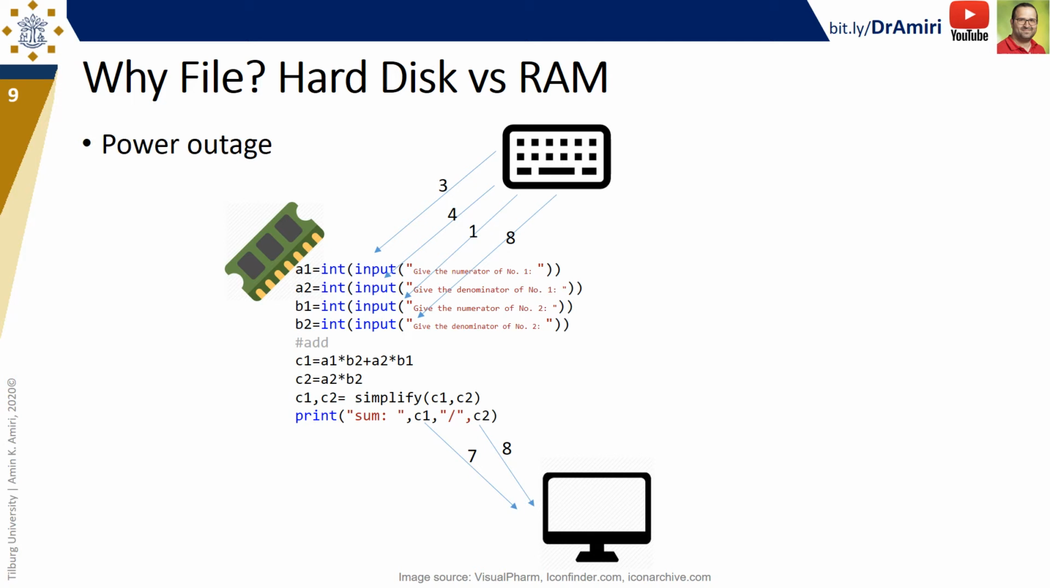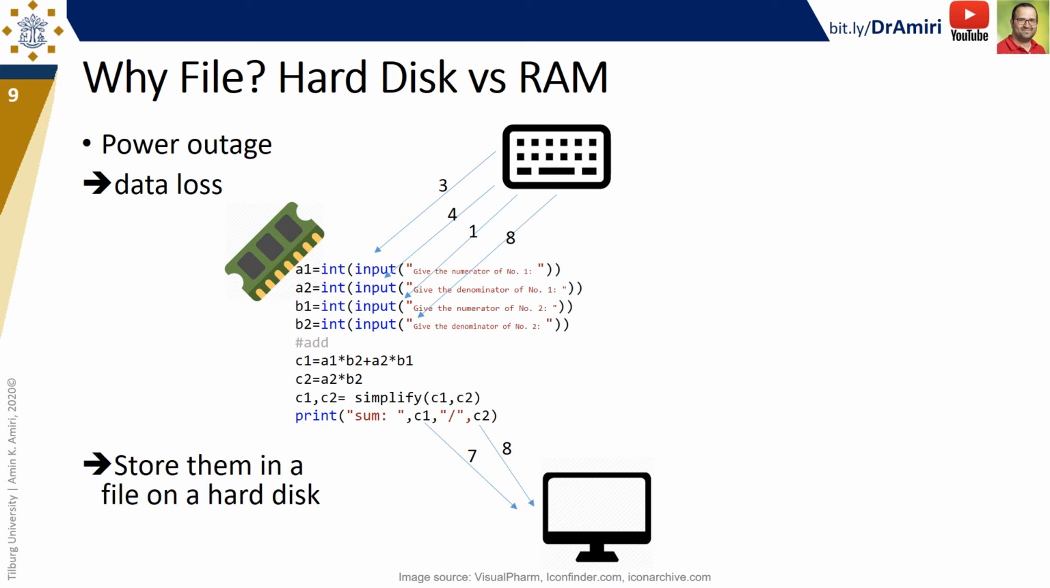However, if a power outage occurs in between running these programs, we are going to lose all the data that are given and calculated. So data loss is a huge issue, and that happens because RAM cannot store data for good. So we need to store the input data and output data on a hard disk so that we are sure that we can always have access to them.